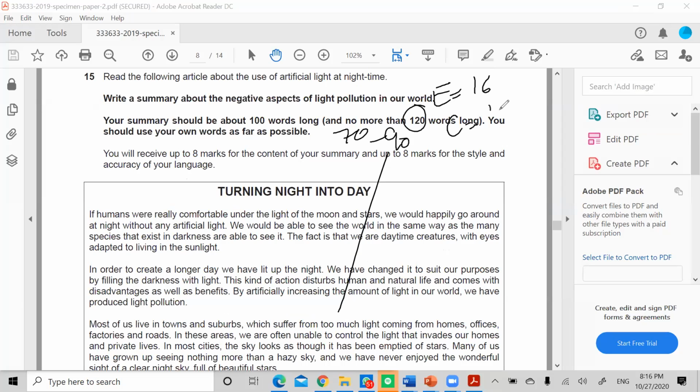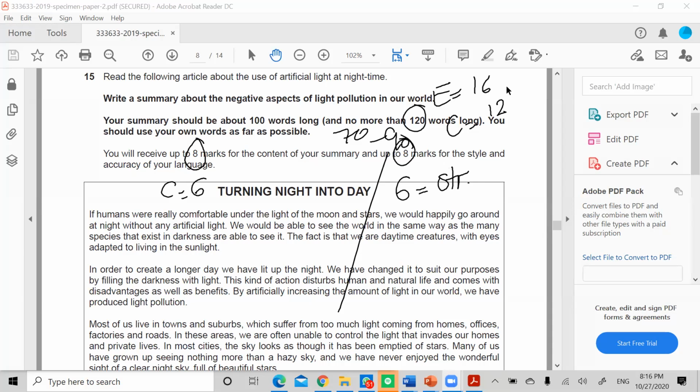Have a look here. For the extended, you will receive 8 marks for the content and another 8 marks for the style or the language. As for the core, you're going to receive 6 marks for the content and another 6 for the style or the structure. Okay, so this is the difference between the 2 exams.